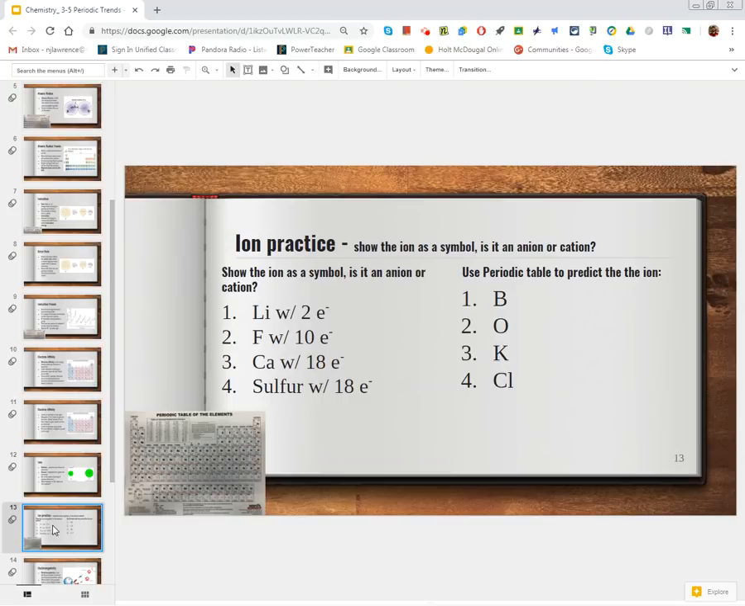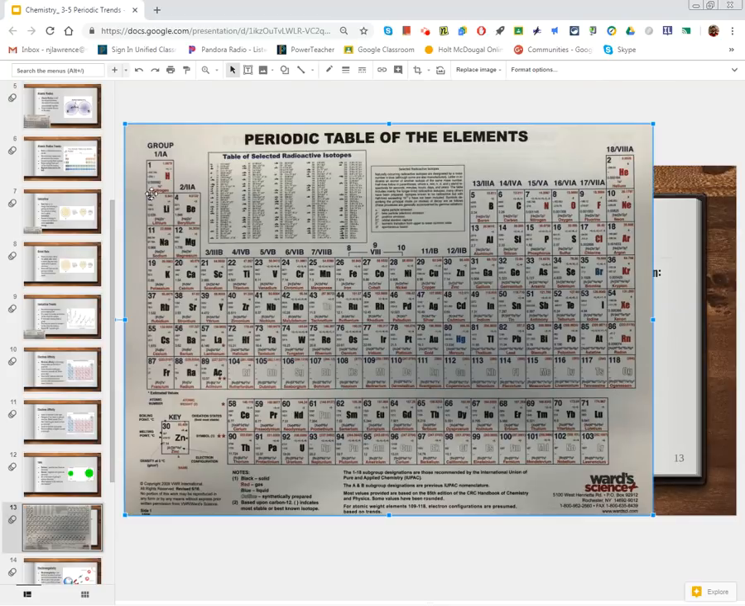All right, so now let's practice real quick. Let's get into some practice. This slide I added in here, so you just want to make this little note on your notes, and it's a way to practice coming up with ions. So for this first list here, I'll teach you how to do the first one, and you can try numbers 2, 3, and 4. I want you to show me the ion as a symbol, and then tell me, is this an anion or a cation?